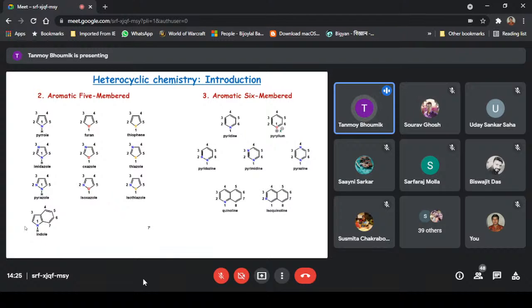There are also 6-member compounds. Among the 6-member compounds are pyridine, pyrimidine and pyrazine, and also quinoline and isoquinoline, which are benzo-fused 6-member heterocyclic compounds. Here one benzene ring is fused at the position, so it is known as a benzo-fused 6-member heterocyclic compound. Benzo-fused 5-member aromatic compound is indole, and benzo-fused 6-member heterocyclic compounds are quinoline and isoquinoline. The only simple 6-member compound is pyridine. These are very important compounds and are also discussed in your syllabus.